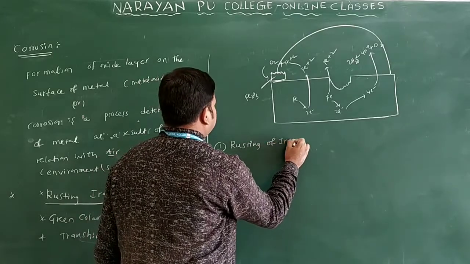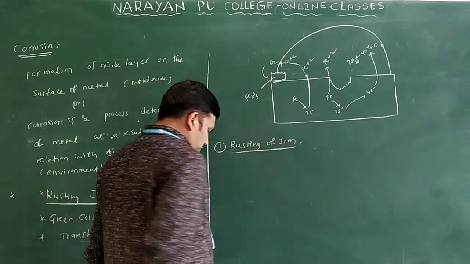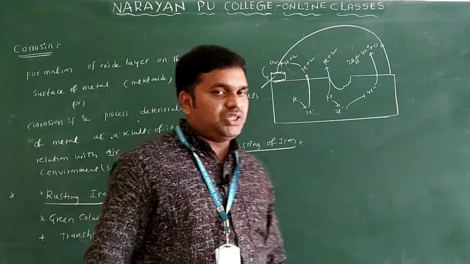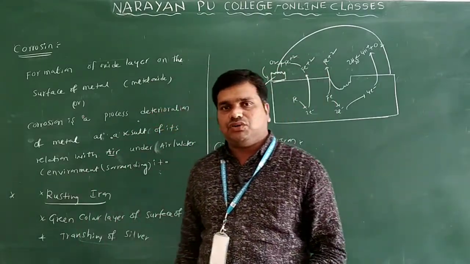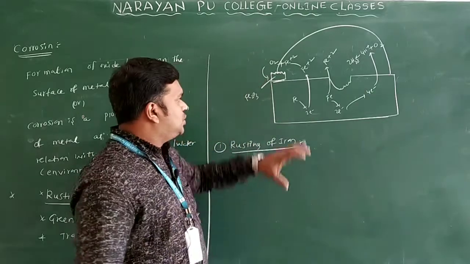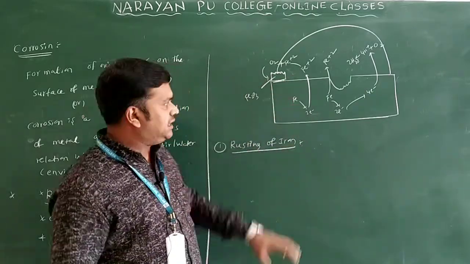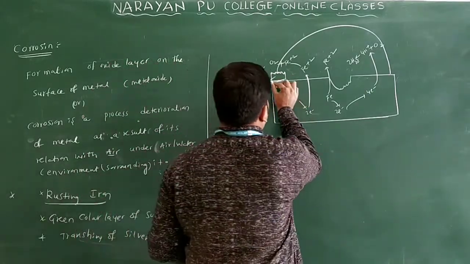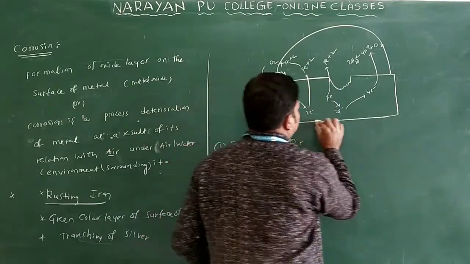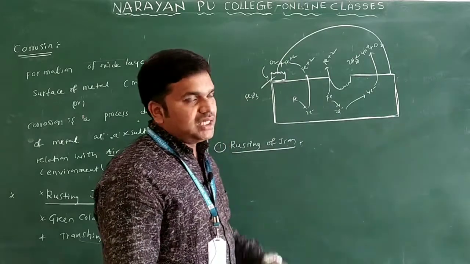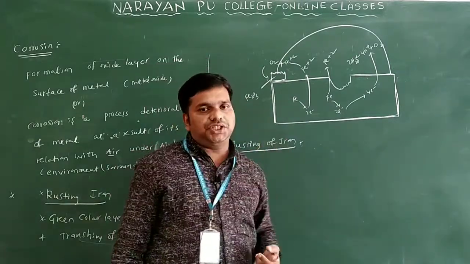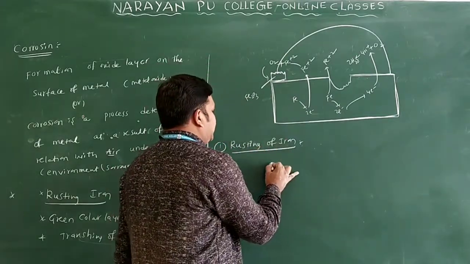Rusting of iron means formation of an oxide layer, that is iron oxide. How the iron oxide is formed because of corrosion will be discussed. So here you can see this diagram. This is the metal surface. Here, what metal did I take? I want to take iron metal only. This iron metal will undergo oxidation.